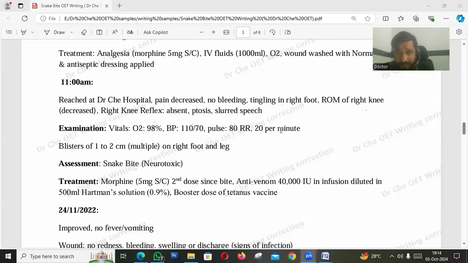Out of examination, O2 saturation is okay, blood pressure is okay, pulse is okay, respiratory is okay, so we will skip all of these things. Okay, vitals, but it is something new. There are multiple blisters of 1 to 2 centimeters on right foot and leg. Okay, this is important. What we can do is these blisters and this reflex and this range of motion you can take as examination, and pain, tingling sensation, ptosis, and slurred speech you can write as symptoms.